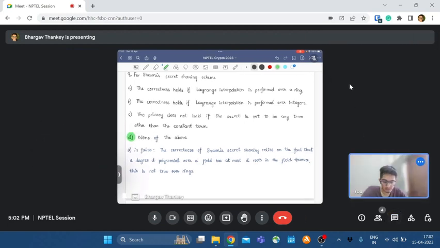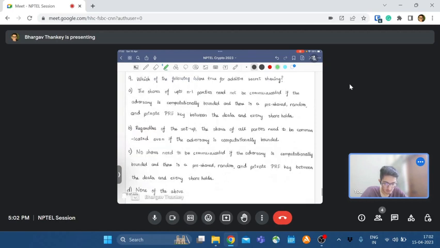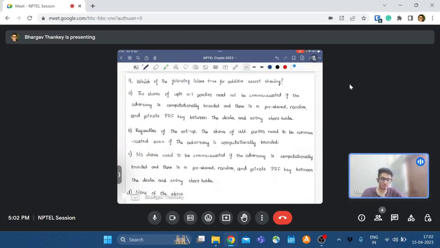Yeah. Now let's move on to the next problem. The next two problems are about additive secret sharing and Shamir secret sharing respectively. So the ninth problem is: which of the following is or are true for the additive secret sharing scheme that we saw in the class?